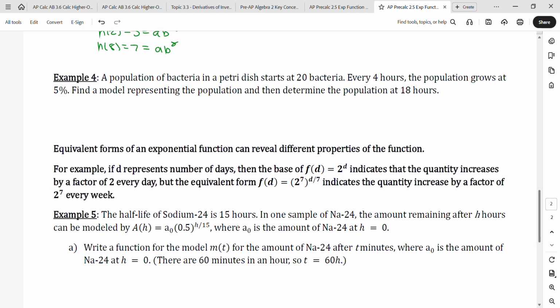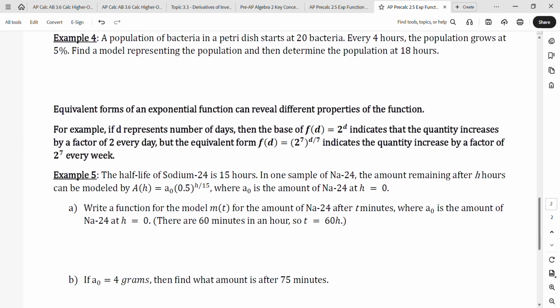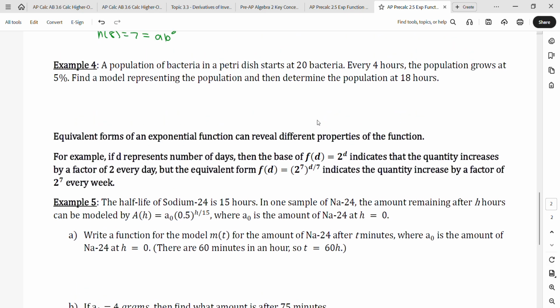Example 4. A population of bacteria in a petri dish starts at 20 bacteria. Every 4 hours, the population, I'm guessing it says it increases, grows at 5%. Find a model representing the population and then determine the population at 18 hours. All right, so this is one of the applications you could see in a multiple choice type of question.